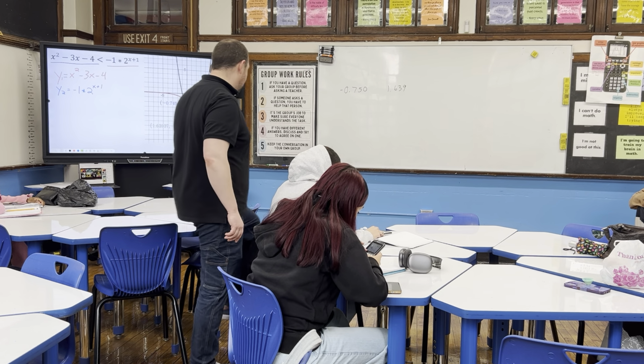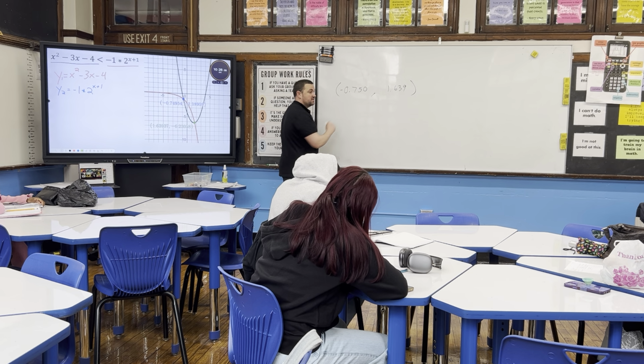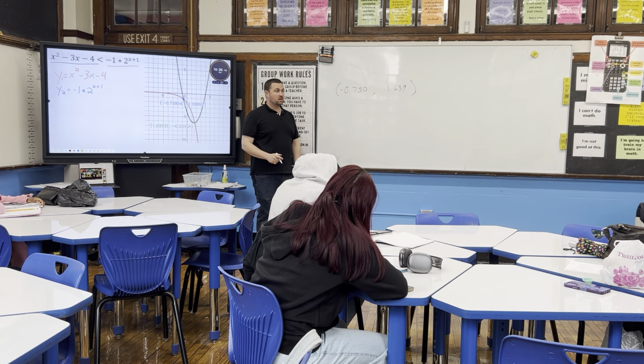Now in this case, is the black graph below the red graph between these points of intersection or outside these points of intersection? Between. So for our interval where the left side is less than the right side, it's just this interval. Everywhere between these x values, the black graph is below the red graph.